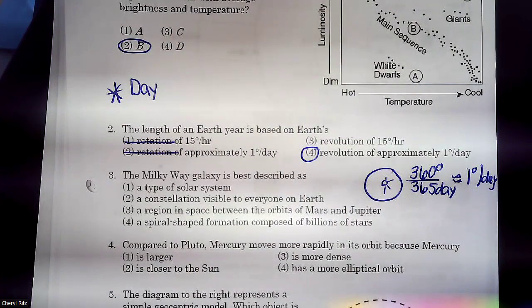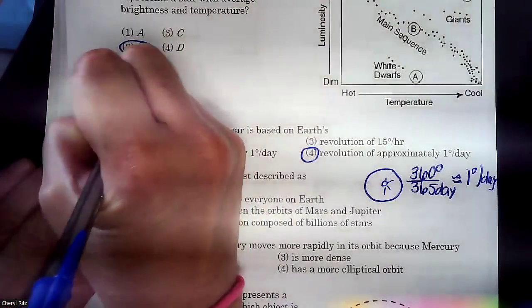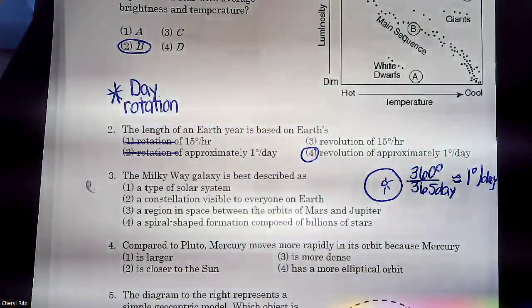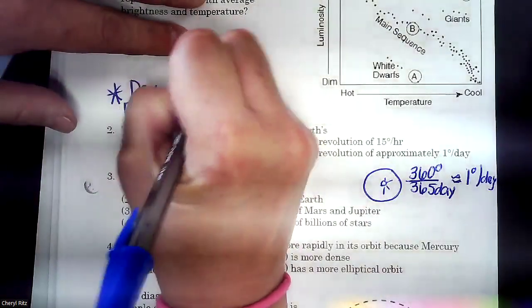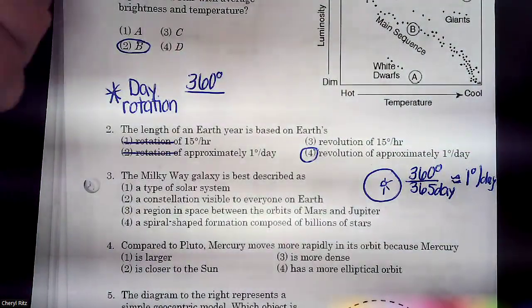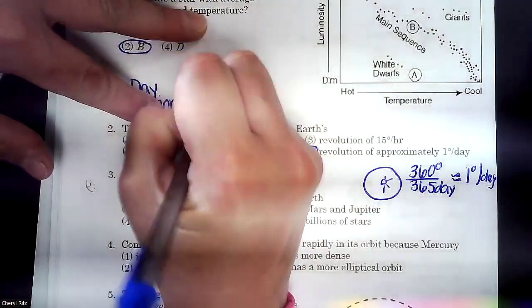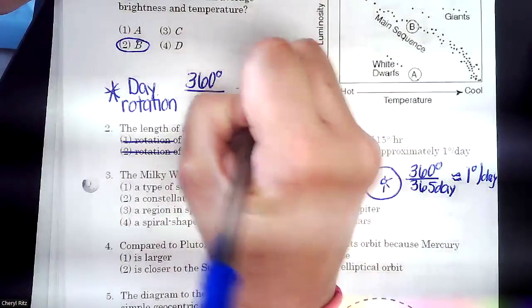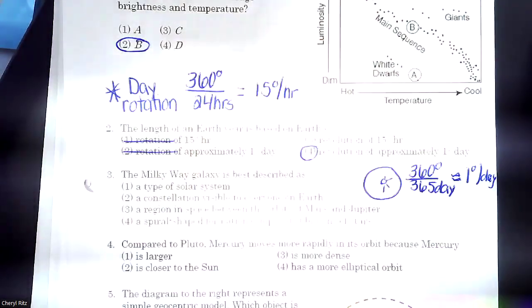What's a day based on? Rotation or revolution? Day is based on rotation. And how many degrees of rotation does the Earth do every day? So how many degrees in one rotation? 360. How long does it take to rotate 360 degrees? 24 hours. And by the way, when you divide 360 divided by 24, that's 15 degrees per hour.